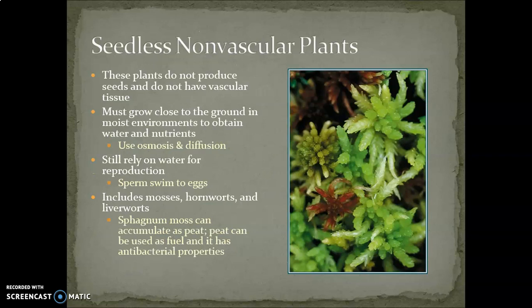All right, different types of plants. Real quick, like we said, the seedless non-vascular plants. These are mosses. Notice they are very, very tiny. They do not have any vascular tissue. They need to live very close to water. They still rely on water for reproduction, for the sperm to swim to the eggs.